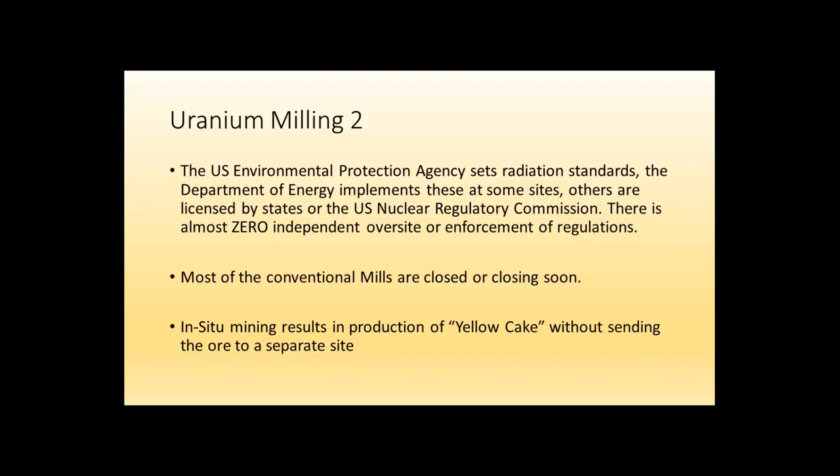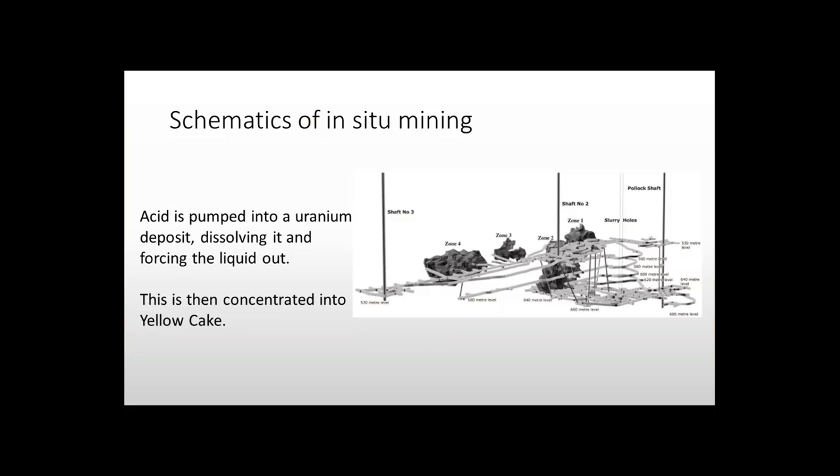Most of the conventional mills are closed or closing soon, and in-situ uranium mining also results in the production of yellow cake, skipping the step of sending it to a separate mill site, but also leaving radioactive contamination right in the water from the ground from which it was removed. This is an overview schematic of in-situ mining. The mine and the mill tailings from in-situ mining are in the ground, ready to invade the water table.